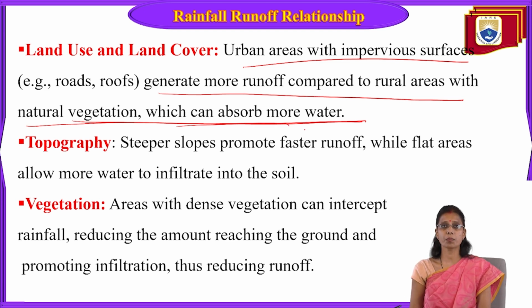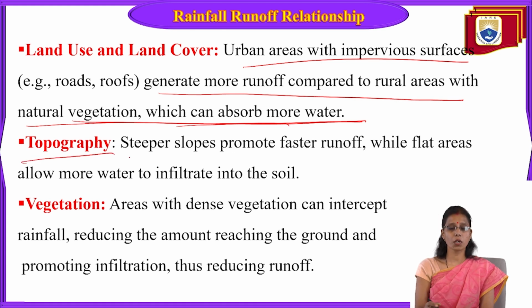Wherever natural vegetation is present, it will absorb more water. Whereas in areas where the forest is not present and more buildings are there, the runoff will be more, because the water cannot be held due to the presence of concrete structures. The runoff is more in such areas. So land use or land cover is one of the most important factors here. Based on that, the runoff will be either more or less.